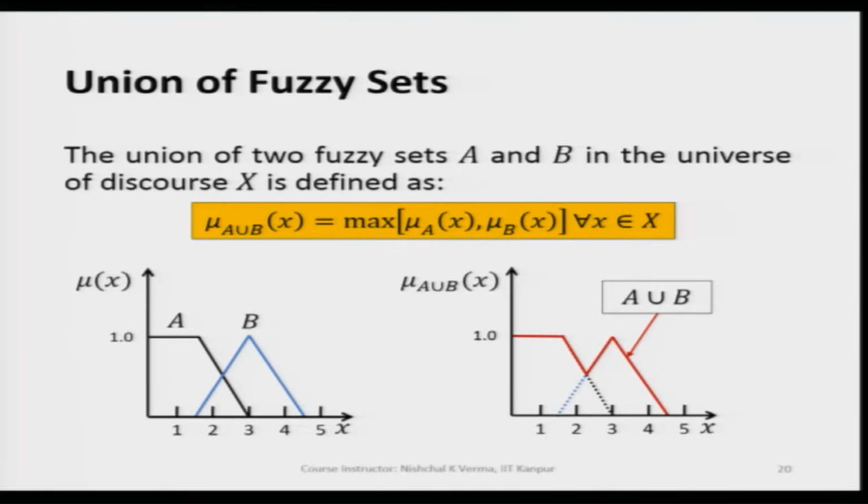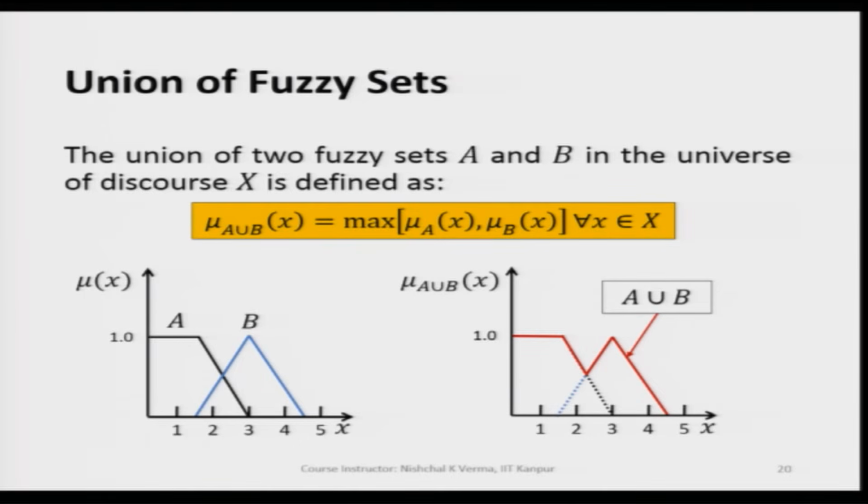Let us now understand the union of fuzzy sets, which is a little bit different from the union of classical sets A and B. If we have fuzzy sets A and B, and we are interested in finding the union of these two, we must know that not only the elements present in these two sets, the membership values are also important, and they play a very important role in finding the union of fuzzy sets.